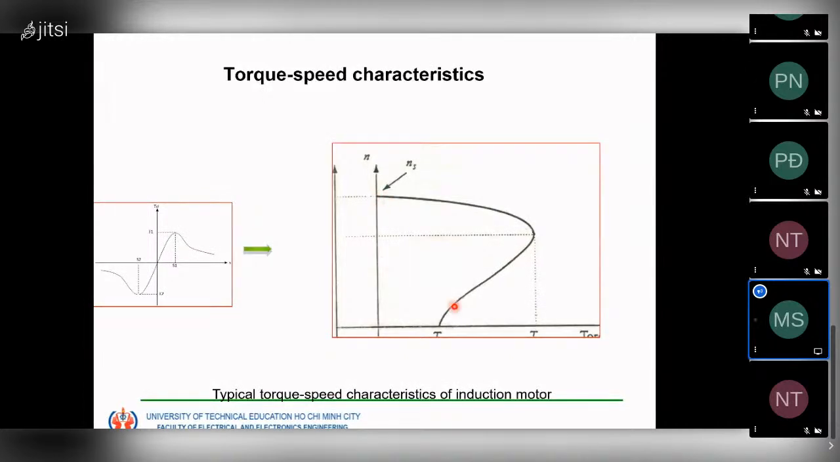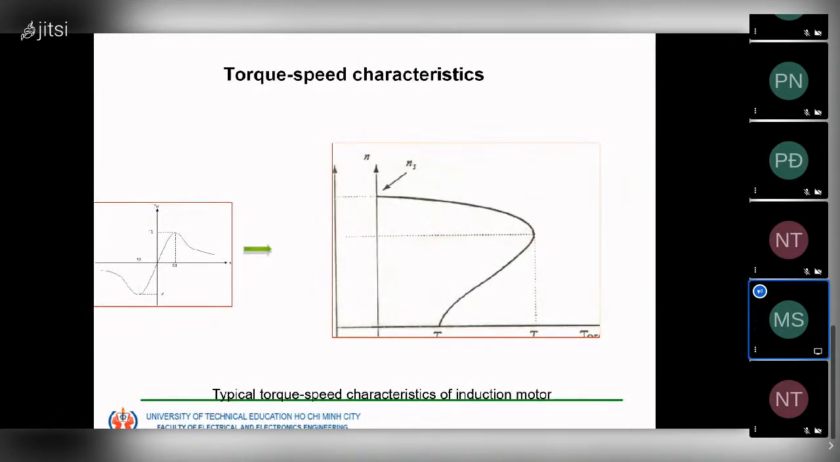The second one is starting torque. Starting torque is the cross-section point with the horizontal axis here. And finally, we have the maximum torque, maximum slip here. Do you remember?